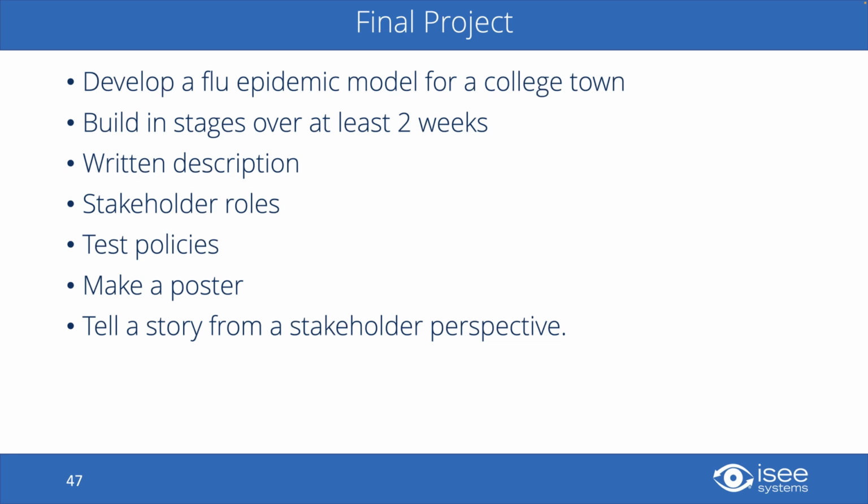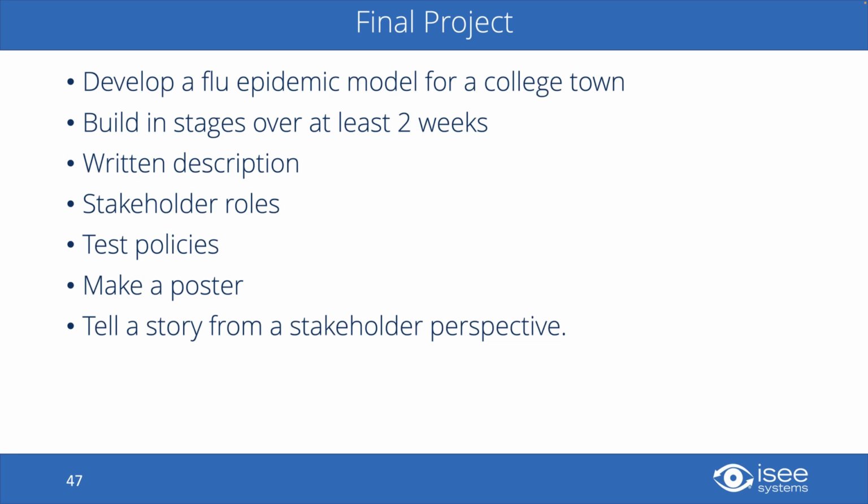What we've been focused on lately is the flu epidemic. We started this in 2017, and I have them do it in 2 weeks. Some of my colleagues do it over 3 weeks, and it's built in stages. There's a written description. We give them stakeholder roles. And as they're building this in sections, there's 6 stages. And at each stage, they will complete their model and they should be able to generate behavior.